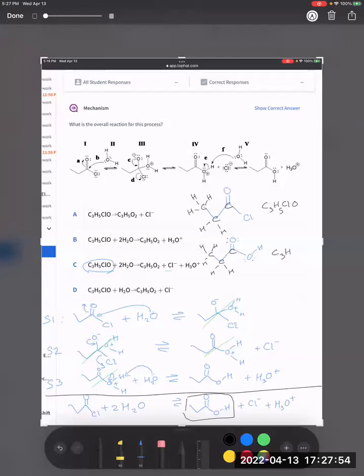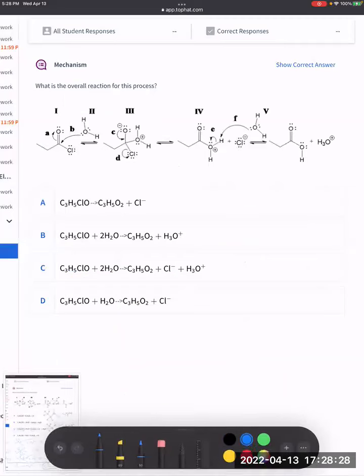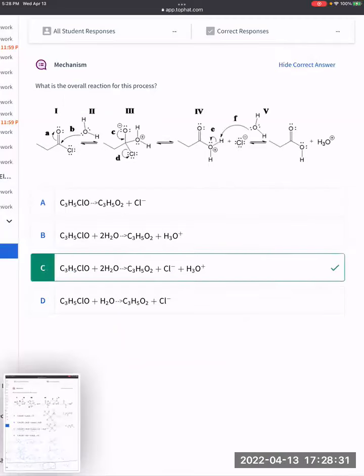In hydrogens, we have 5 plus 1, 6 hydrogens, and there's no chlorine, and then we have 2 oxygen atoms. That's what we have in this option C as one of our products. So it shows us that our correct answer must be option C. Let's go back to the previous slide to see the correct answer. So the correct answer is option C.